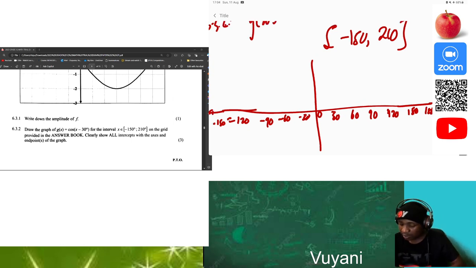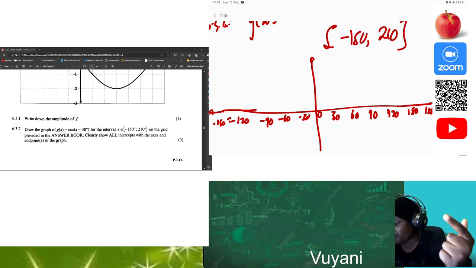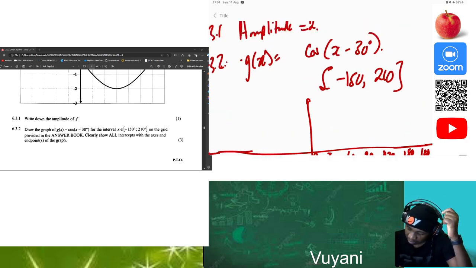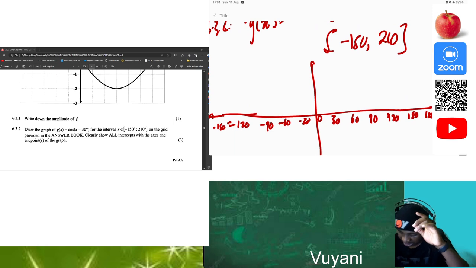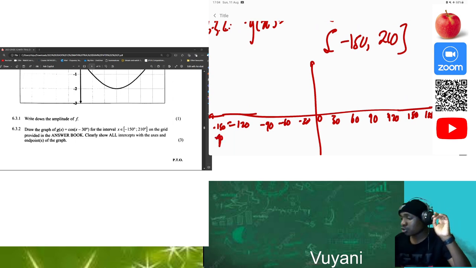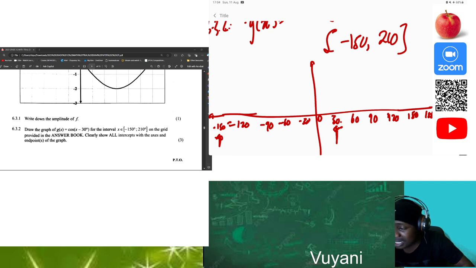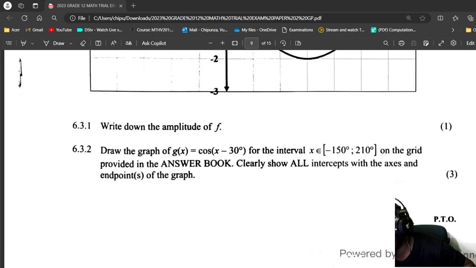Then after that, we use our calculators. We press mode, then choose graph number 2, and put our function in there. Then they will ask where it's starting. It's starting from negative 150. Where is it ending? It's ending at 210. What is our step? In this instance, it's 30. The difference between two points is 30 degrees. So after that, you can substitute 30 degrees, and that will be easy, and you can plot the function.